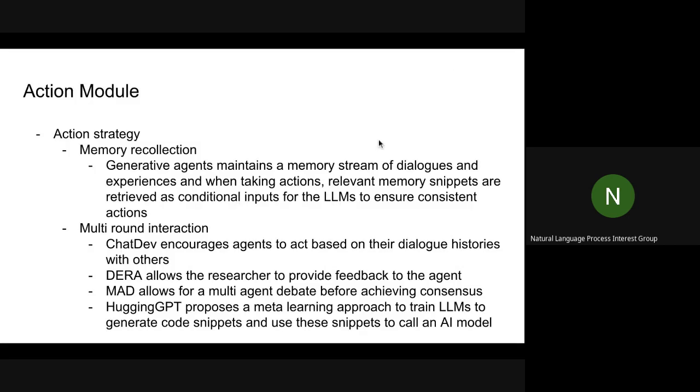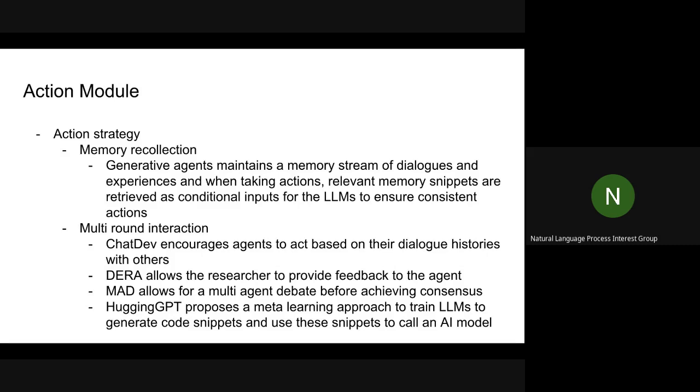And then multi-round interaction: ChatDev encourages agents to act based on their dialogue histories with others. DERA, I don't know what that stands for, allows the researcher to provide feedback to the agent as it has this multi-round system. MAD stands for multi-agent dialogue, I believe, or essentially it's like a debate between multiple agents. And it allows them to debate for some time before achieving consensus.